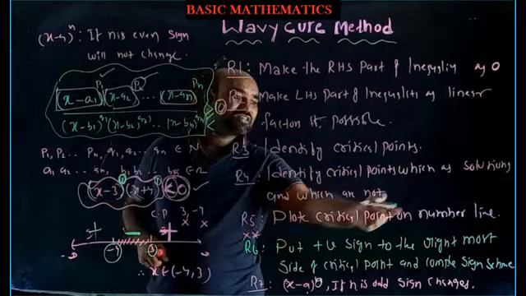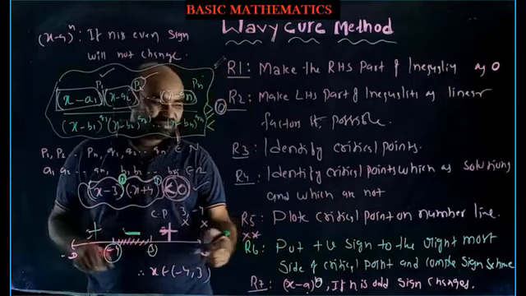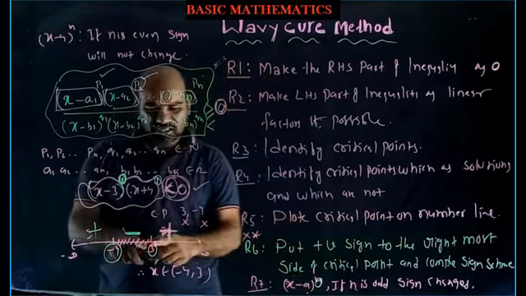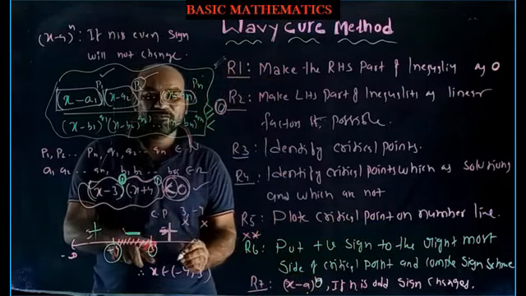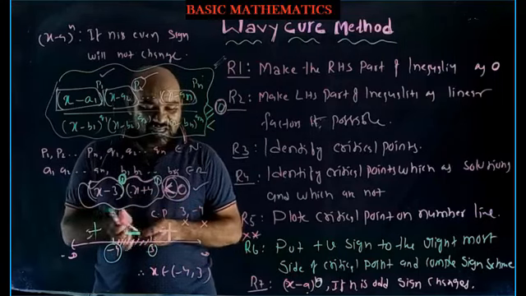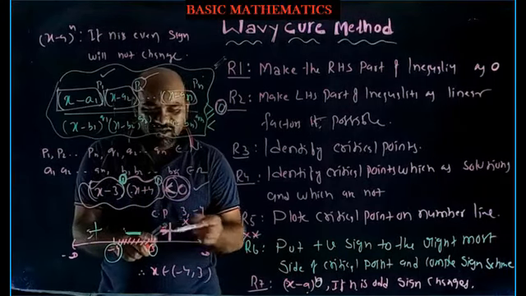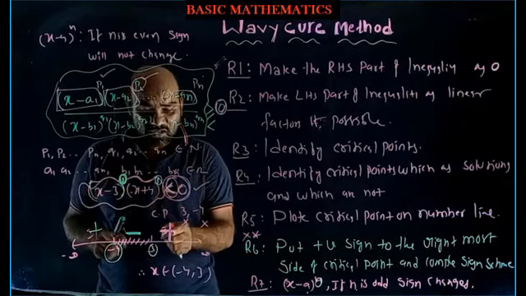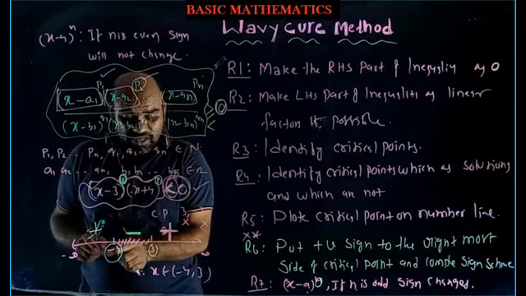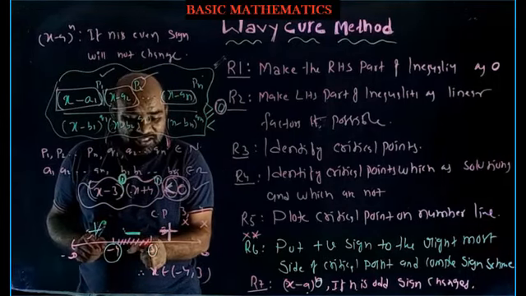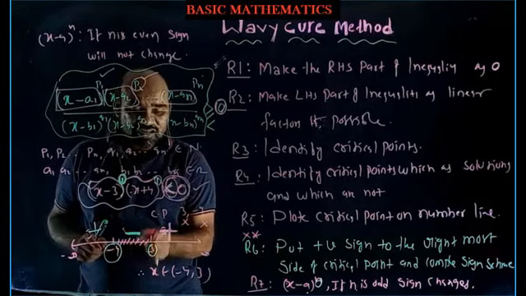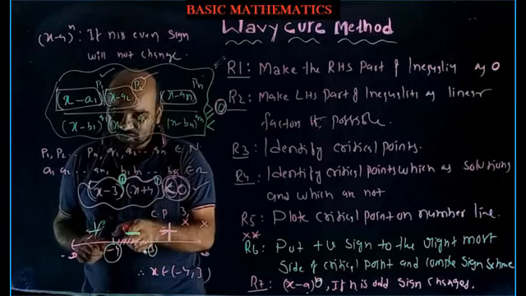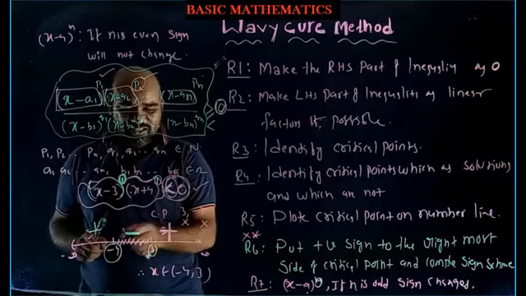Okay, plot critical points on the number line. Put a positive sign on the rightmost side of the critical point, plus symbol. So what is the meaning of this? Take any value of x greater than 3, and you will get the sign of the expression x minus 3 into x plus 4 as positive. Next, what happens to the values of x from minus 4 to 3 depends upon the x minus 3 exponent. If the x minus 3 exponent is odd, the sign will change. If the exponent is even, the sign won't change. Here it is one, odd, so the sign will change.